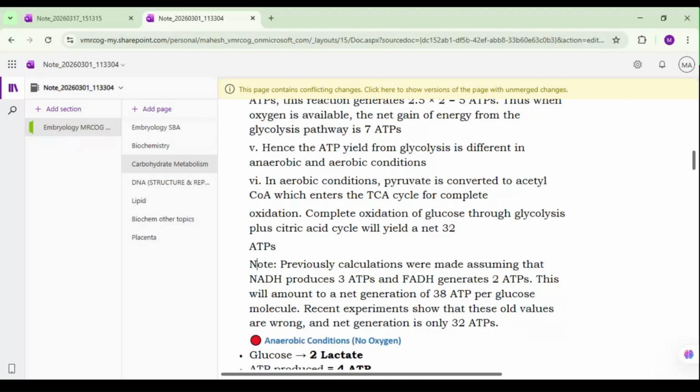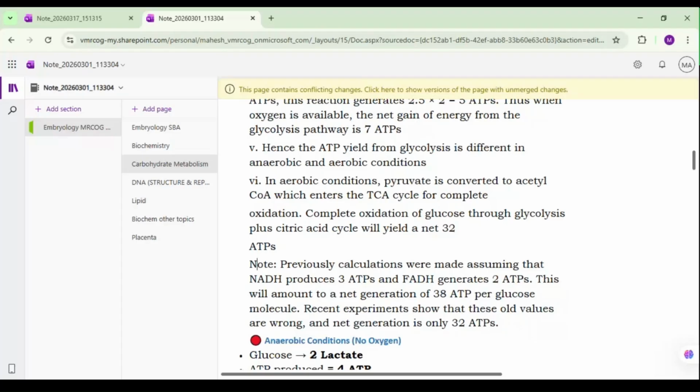In aerobic conditions, pyruvate is converted to acetyl-CoA, which enters the TCA cycle for complete oxidation. Complete oxidation of glucose through glycolysis plus citric acid cycle will yield a net 32 ATPs. So only glycolysis under aerobic condition will give you 7, but the complete oxidation, glycolysis plus TCA cycle, will give you 32 ATP. Now how these 32 come about, that also we will see.